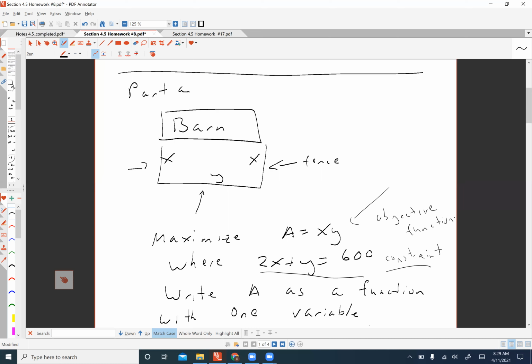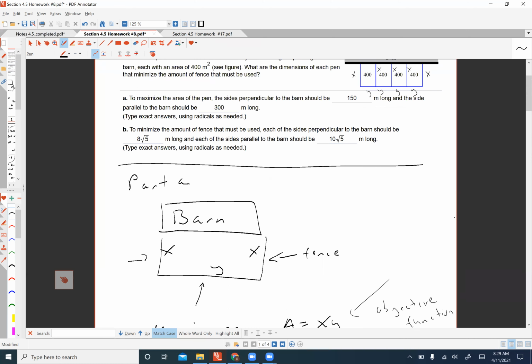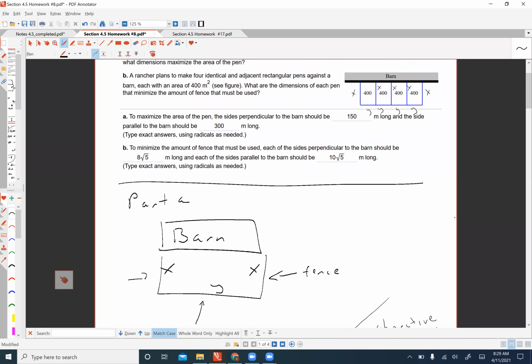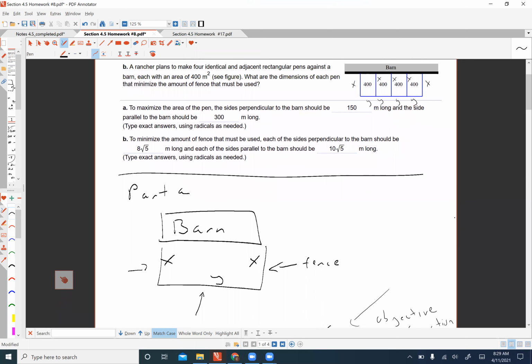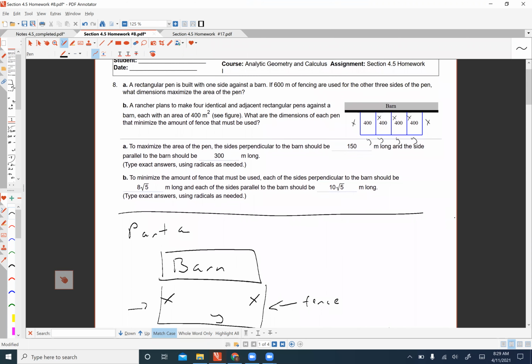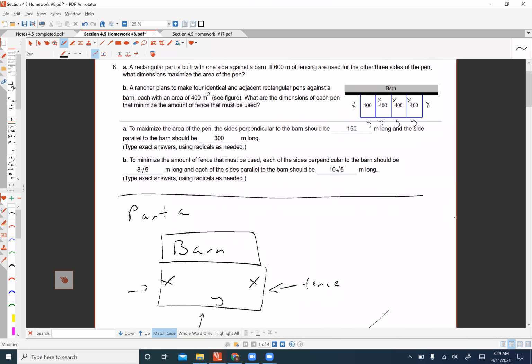Okay, so we have this barn and this three-sided fence. The barn will be one side of the fence of this pen area. So I drew this picture here. The sides perpendicular to the barn are called X. The side parallel to the barn is called Y. We have 600 meters of fencing, and we want to maximize the area.